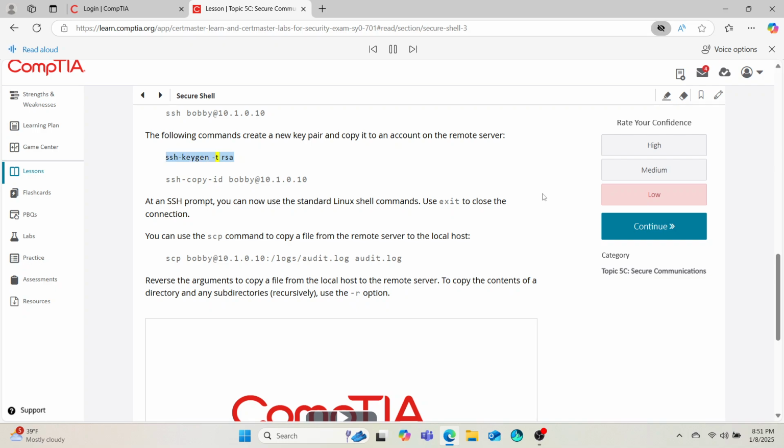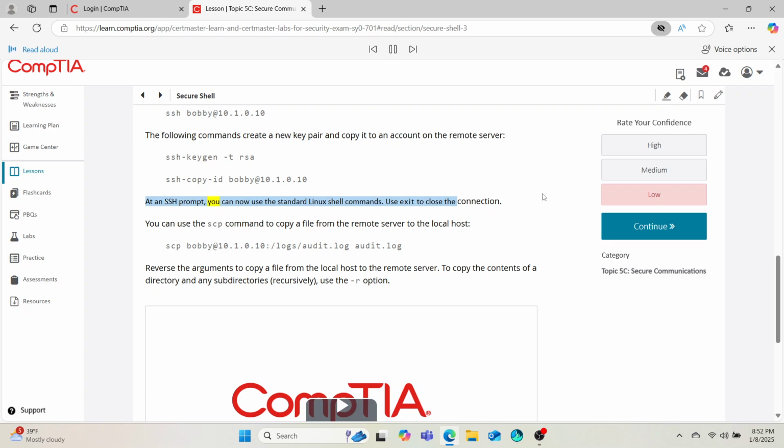ssh-keygen -t rsa, then ssh-copy-id Bobby@10.1.0.10. You'll get an SSH prompt. You can now use the standard Linux shell commands. Use exit to close the connection.